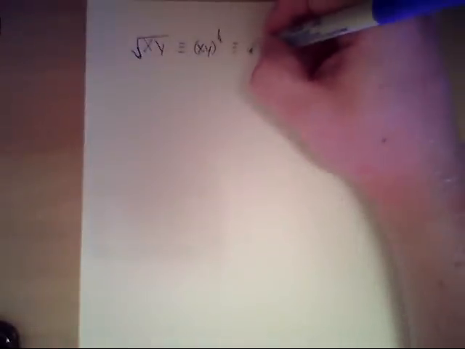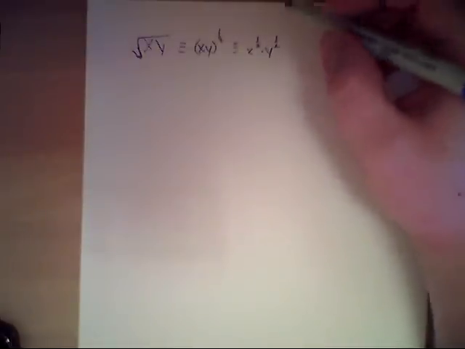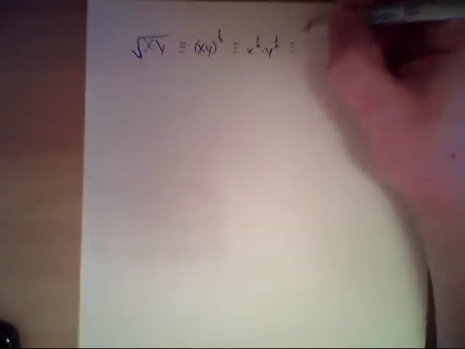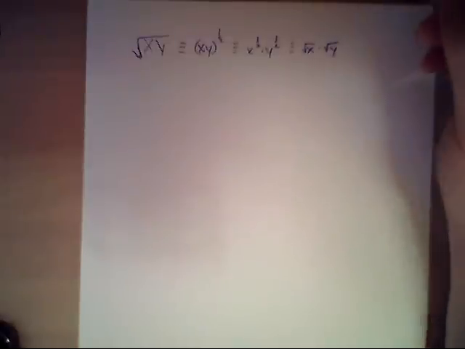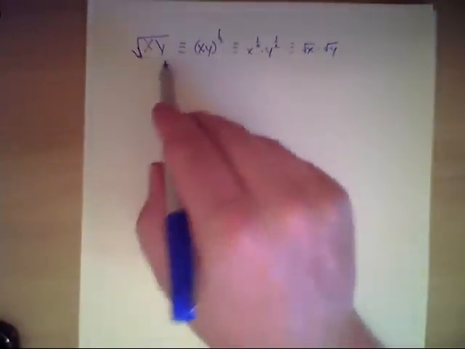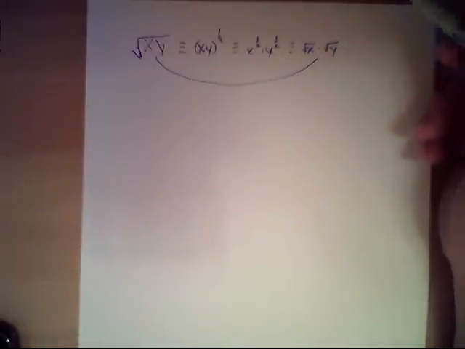So this is going to equal x to the 1/2 times y to the 1/2. And since we already know that taking something to the 1/2 is the same as taking its square root, this is going to be identically equal to the square root of x times the square root of y. So this whole thing is just to show that the square root of x times y is the same thing as the square root of x times the square root of y.